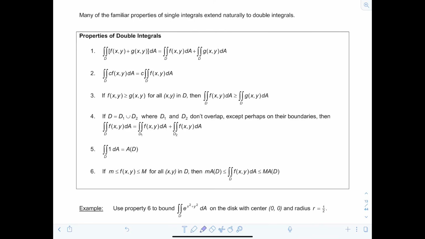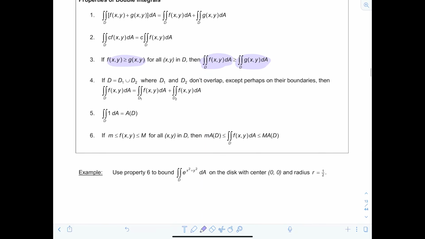And then if you have f of x,y always greater than or equal to g of x,y, then its double integral over D is going to be greater than or equal to the double integral of g of x,y over D. And also, if you can write the region D as the union of two other regions that don't overlap, except perhaps on the boundary, then you can split the integral up. And we actually did that in the example with that triangle, where we had to split it up into two integrals in the x direction.